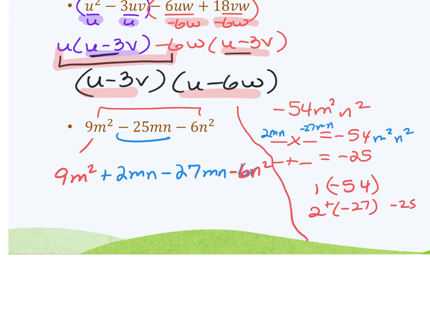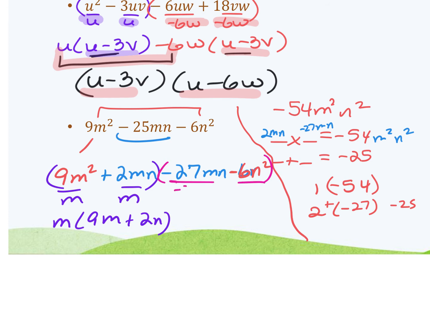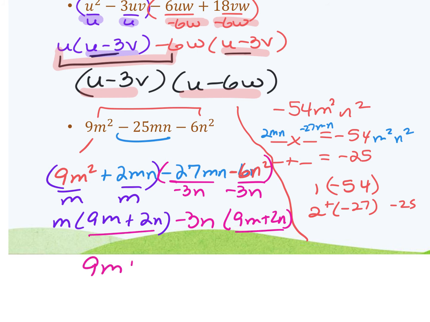now what I can do is make my groups. So I'll make a purple group and I'll make a pink group. The GCF of purple is going to be just the letter M. I'm going to divide and I get 9M plus 2N. My greatest common factor of the pink group is going to be negative 3N. Then divide by negative 3, and then you're left with 9M plus 2N. And then again, this is the same, write it down, and then put the two GCFs together.